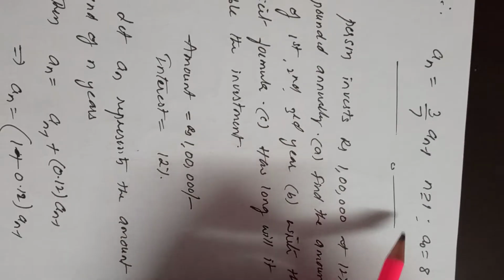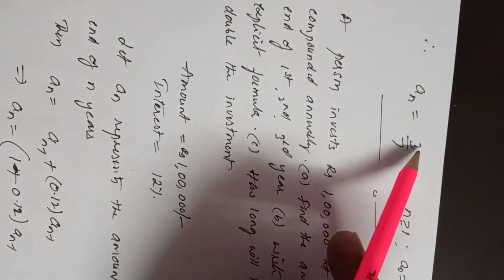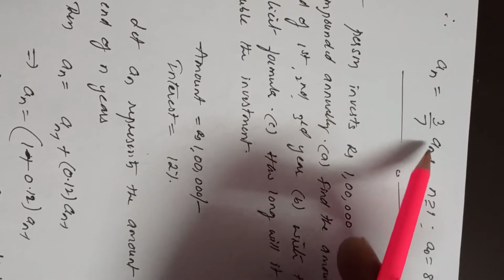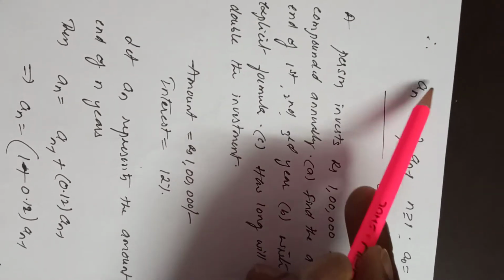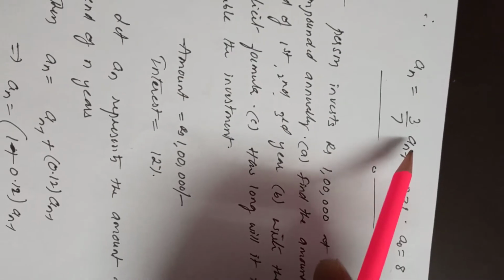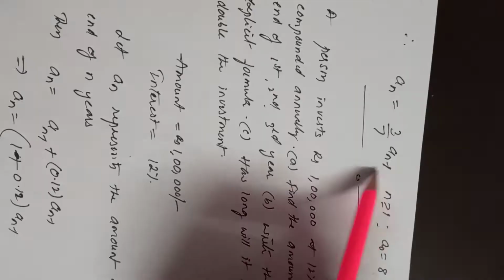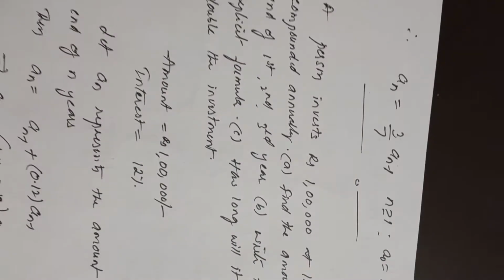Therefore a_n is equal to 3/7 into a_(n-1), n greater than or equal to 1, where a_0, the first term, is 8. Now if you put n is equal to 1, you will get a_1 is equal to 3/7 into a_0, which is 8, so 3/7 into 8, that is 24/7. If we put n is equal to 2, a_2 is equal to 3/7 into a_1. What is the a_1 value? 24/7 into 3/7 is 72/49, right?